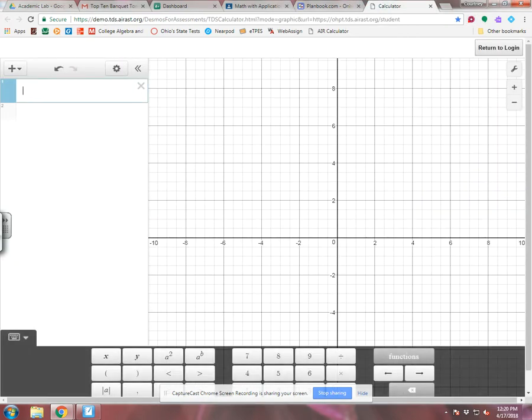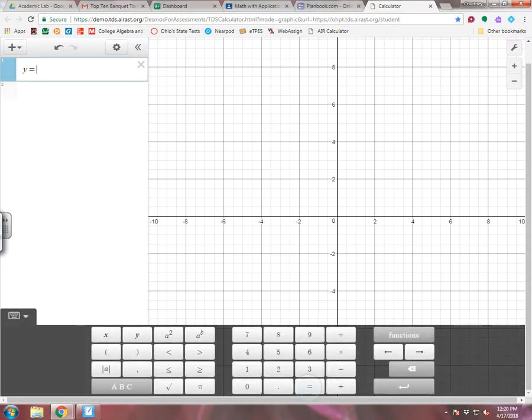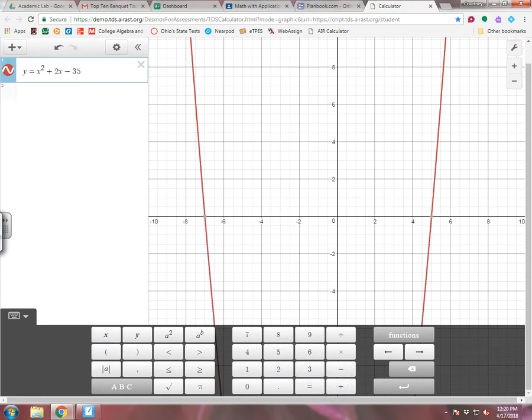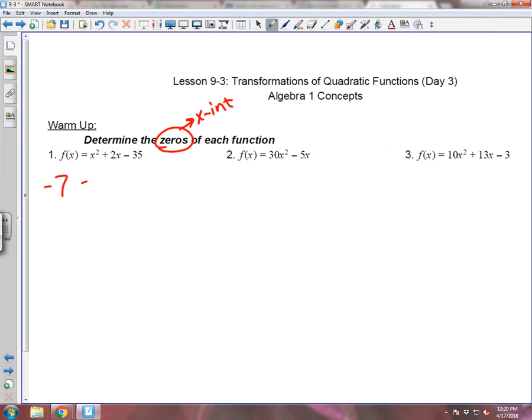All right, so my first function starts with f of x. Remember, that's the same thing as y. So I can say y equals x squared plus 2x minus 35. If I take a look at this parabola, I can zoom out if you would like, but right here it shows me that my zeros, our x-intercepts, are -7 and 5. Meaning, if I plug those back into the original equation, they should make it equal 0.